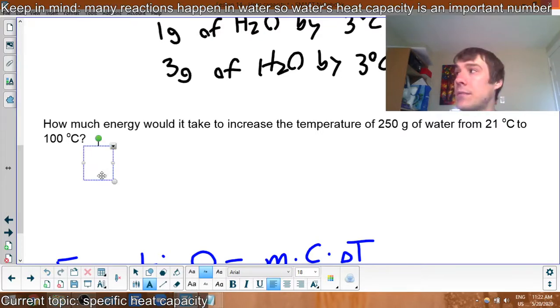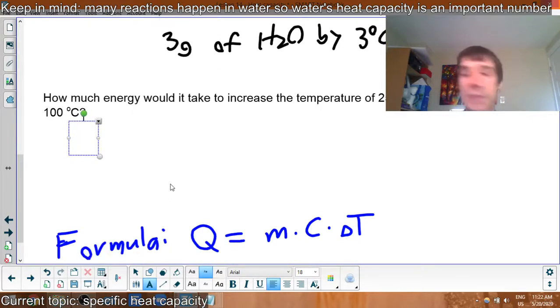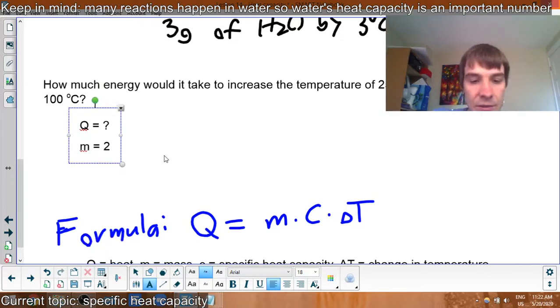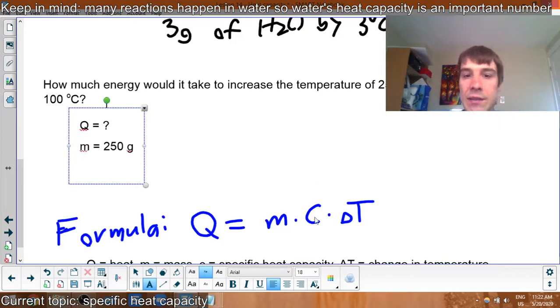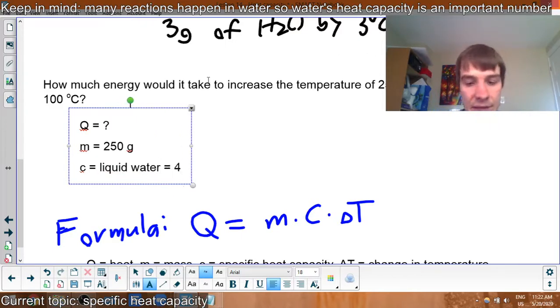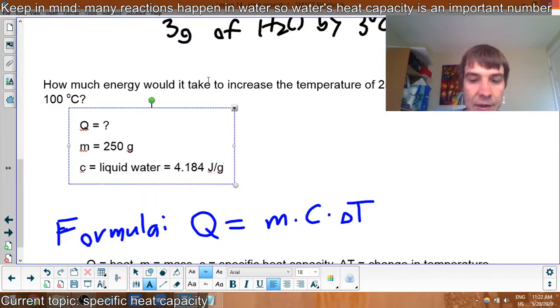Well, we have to put in some knowns, right? Here's our formula down here. Q equals mC delta T. Q is what we want. How much energy? Do we have M? Of course we do. M is 250 grams. C, the heat capacity. We have to see what our substance is. It's liquid water, and we know that that's 4.184 joules per gram degree Celsius. I'm just going to do the fake degree Celsius because I don't have the degree symbol on hand. There we go. Joules per gram degree Celsius.